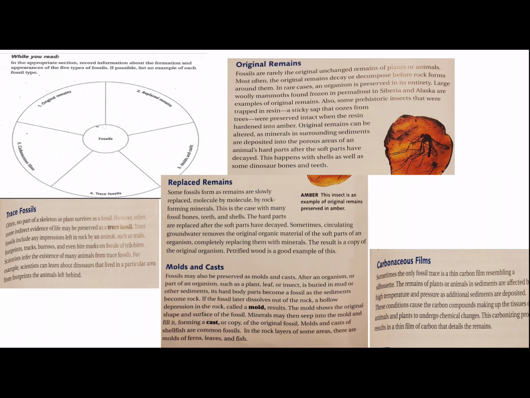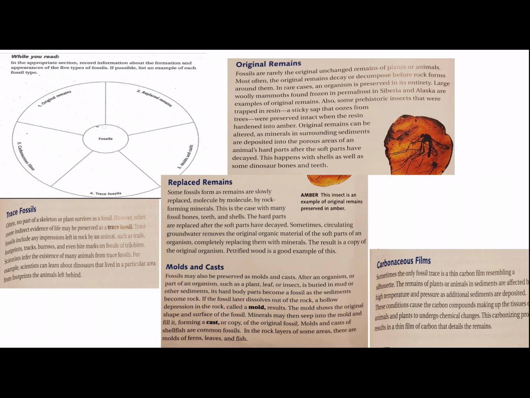Some fossils form as remains are slowly replaced, molecule by molecule, by rock-forming minerals. This is the case with many fossil bones, teeth, and shells. On the bottom there it says an example is petrified wood, so put petrified wood in number 2. The result is a copy of the original organism, okay?